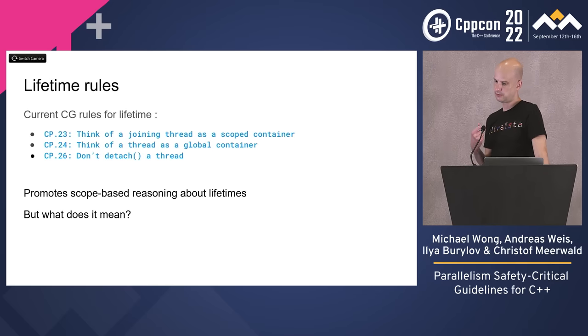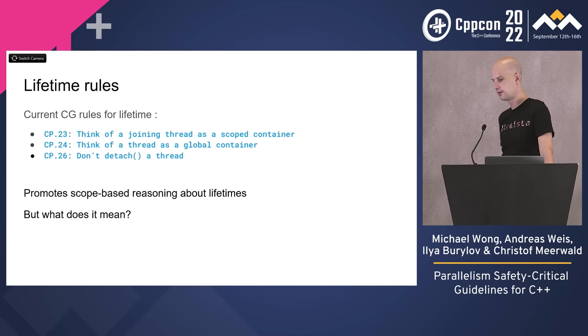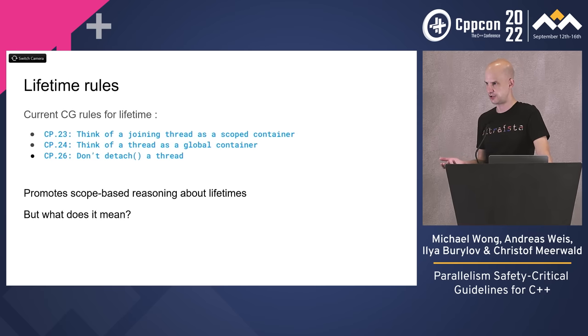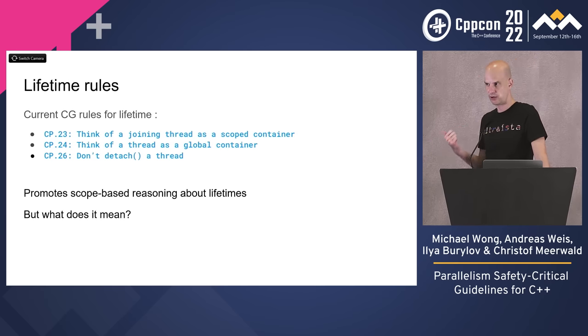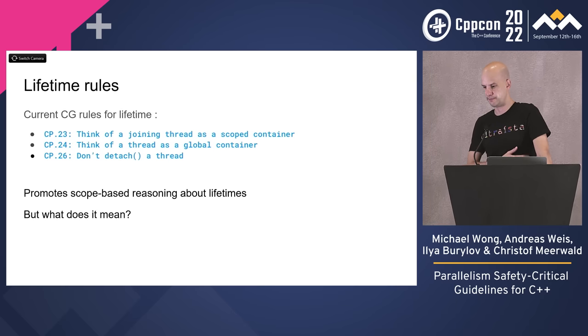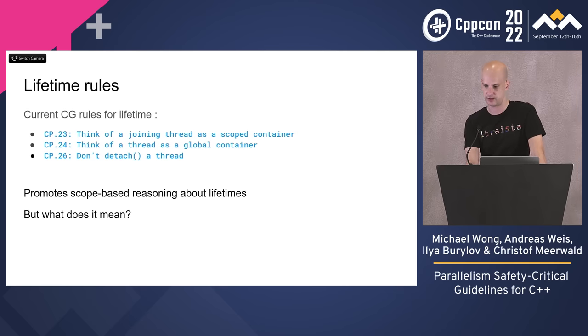So in the core guidelines, we basically have three rules here. The first one is think of a joining thread as a scope container. Second is think of a thread as a global container. And the third is don't detach a thread. And if you just read the headlines, lifetime violations is probably not the first thing that you think of, in particular for the last one. So the mental model that the core guidelines follow here is they want to promote scope-based reasoning about lifetimes. And now we will look into some more details what they mean here.